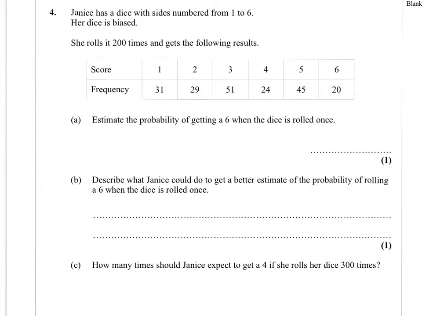So we've got a probability question. Janice has a dice with sides numbered from 1 to 6. Her dice is biased. She rolls it 200 times and gets the following results. First thing, just as we're reading that, what does biased mean? It means that there's not an equal chance that it will land on every side. It's kind of biased to a particular number. It's going to land more times on one or more specific numbers. People use biased dice to cheat when they're gambling.